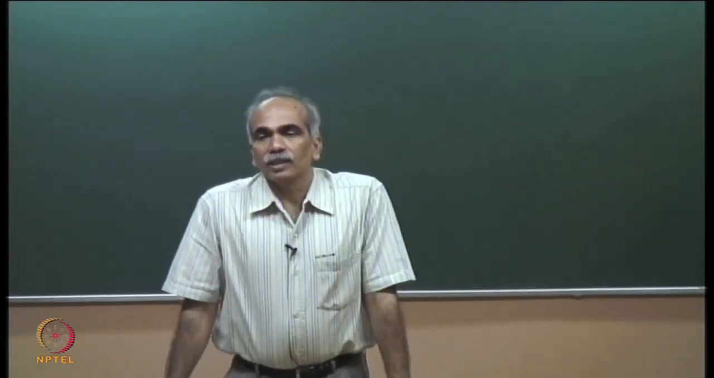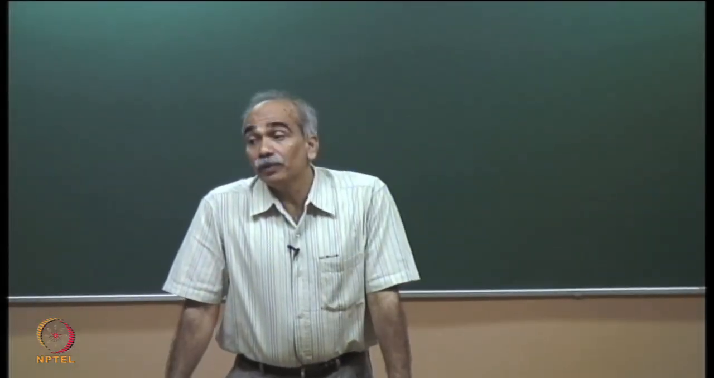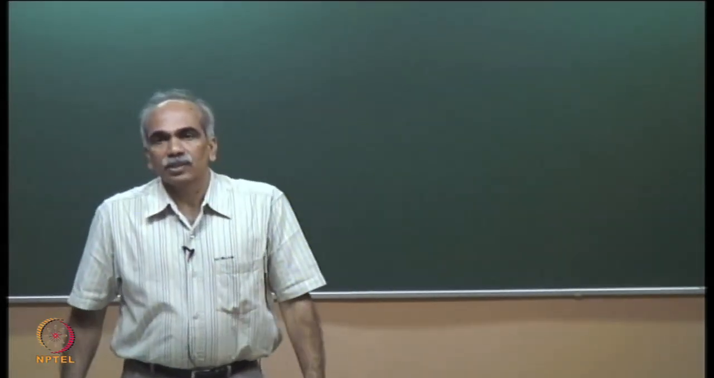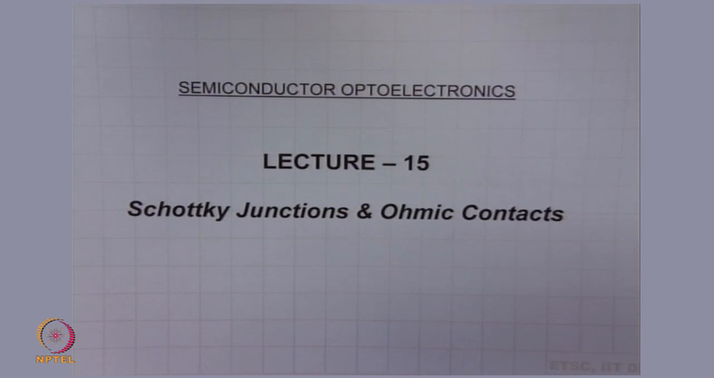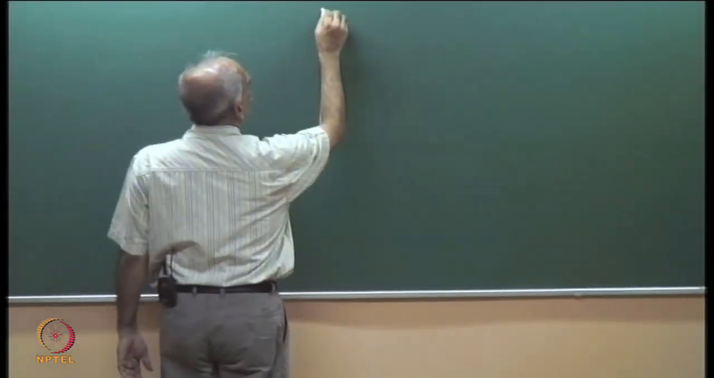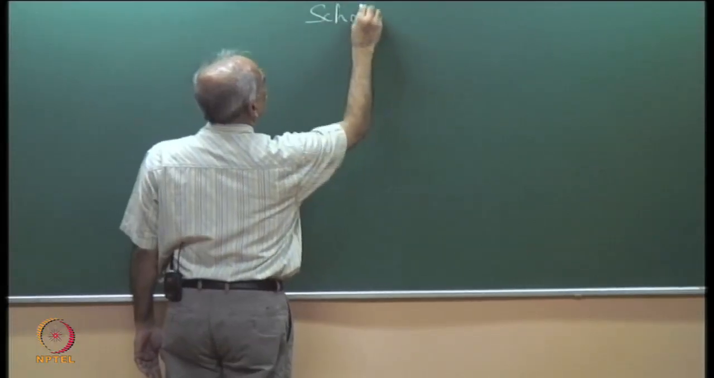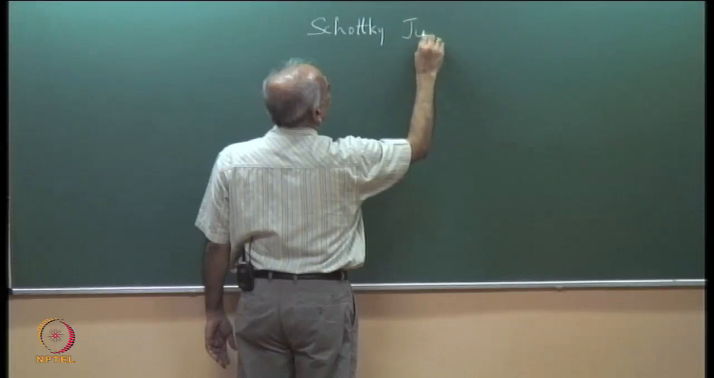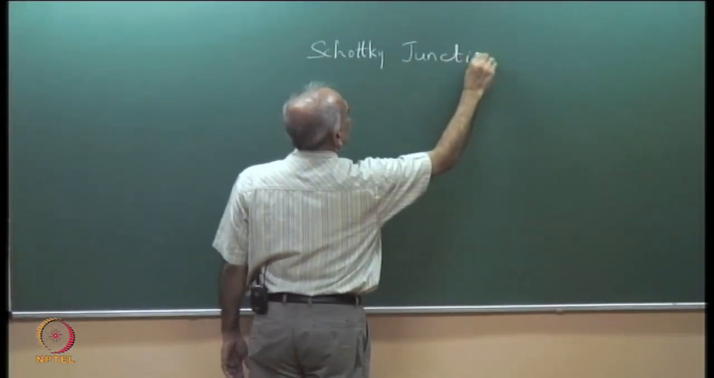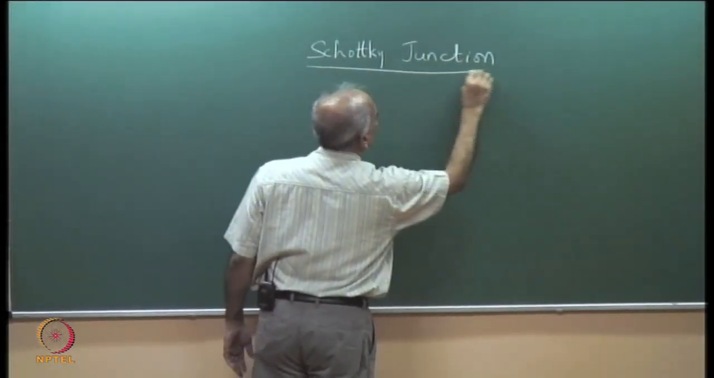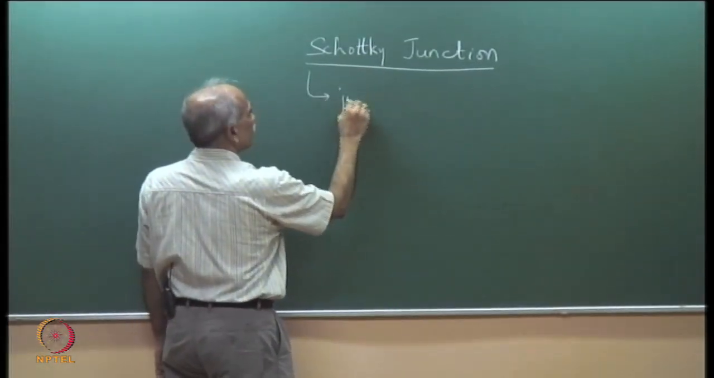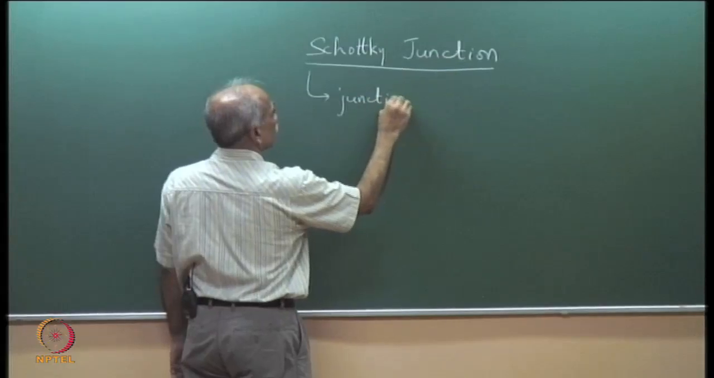Now we come to this last part of the review talk, and we will discuss Schottky junctions and ohmic contacts, and we will see why it is important in the device. So, Schottky junction. A Schottky junction refers to a junction between a semiconductor and a metal.